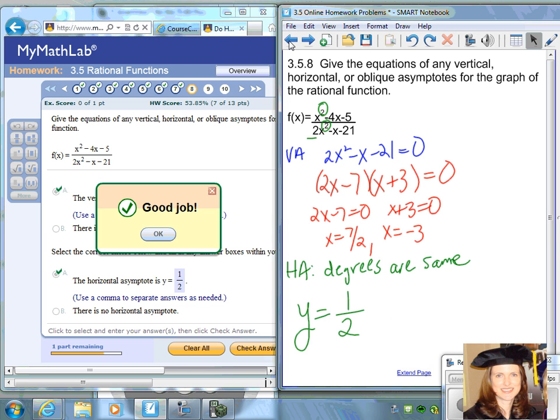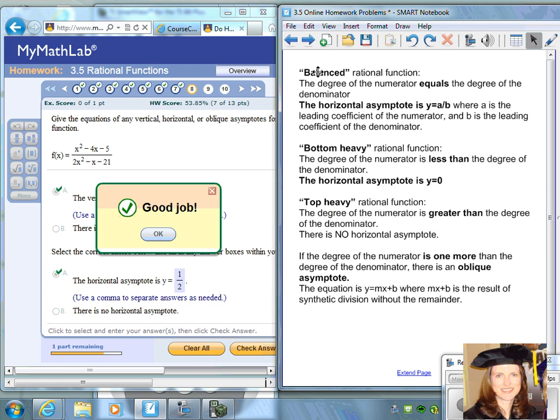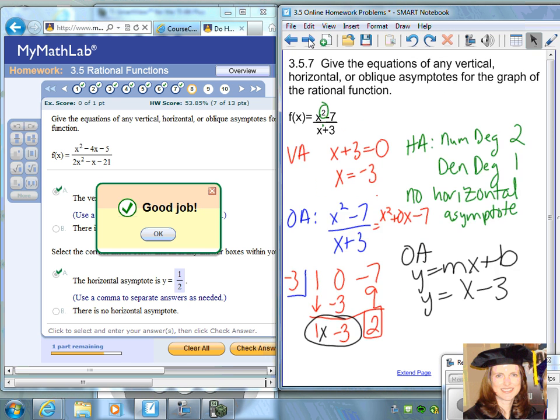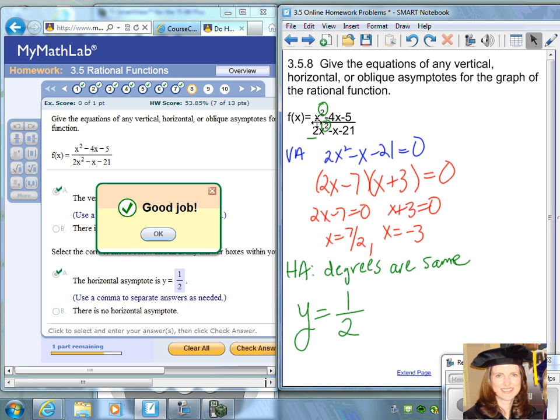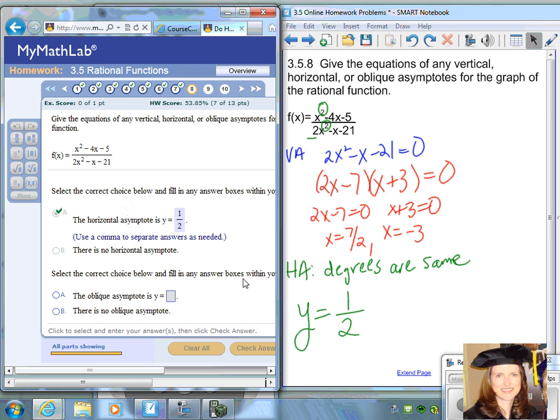And again, you can go back to the balanced rational function on the top here. The degree of the numerator equals the degree of the denominator, so the horizontal asymptote is y equals a over b, where a is the leading coefficient of the numerator and b is the leading coefficient of the denominator. So let me get back to that page. The leading coefficient of the numerator is 1. The leading coefficient of the denominator is equal to 2.